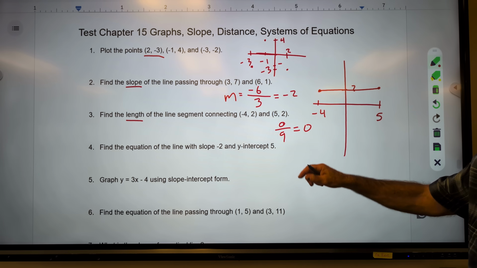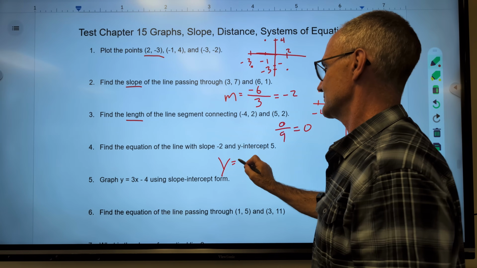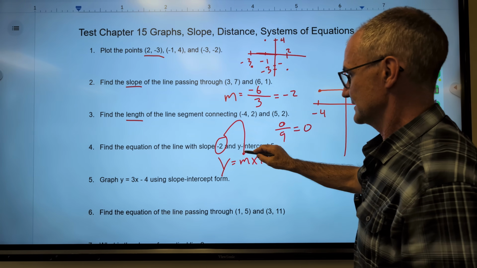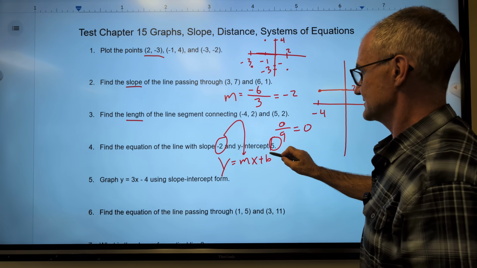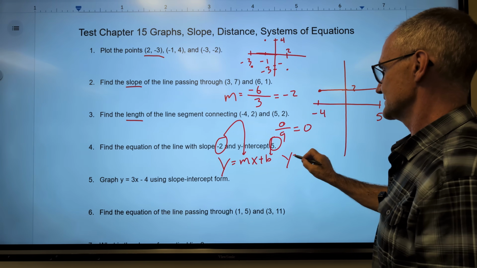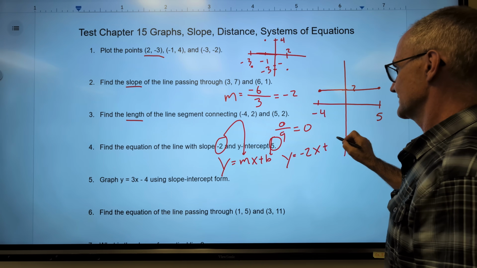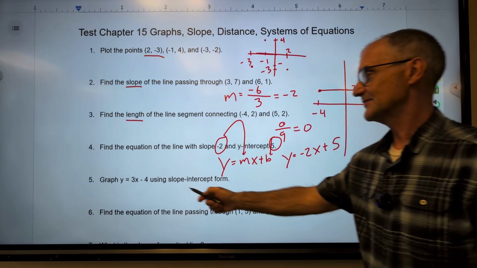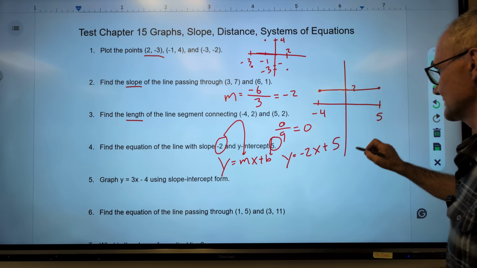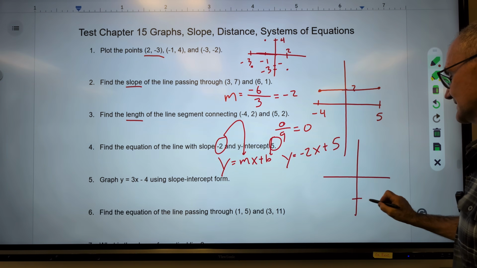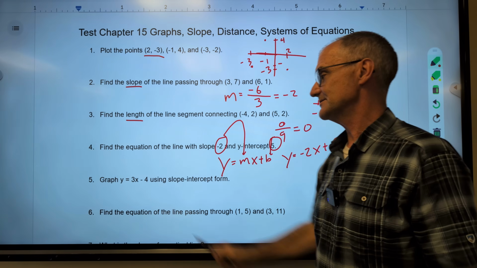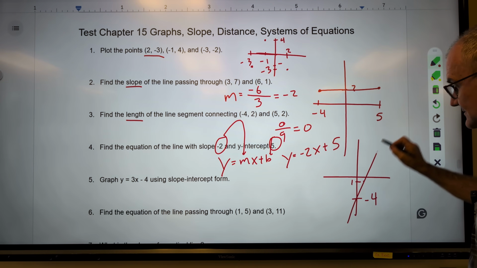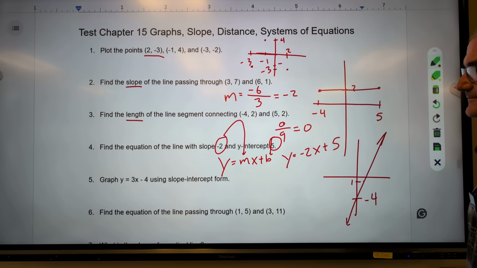Number 4, find the equation of a line y equals mx plus b, where the slope is -2 and the y-intercept is 5. So y equals -2x plus 5. Number 5, graph y equals 3x minus 4. A little crowded here. I'm down here at -4. That is my y-intercept. From there, I rise 3, run 1, connect those two dots, and there's my line.